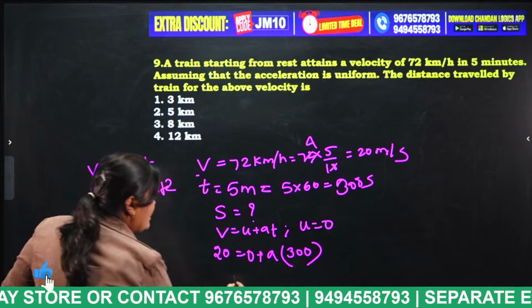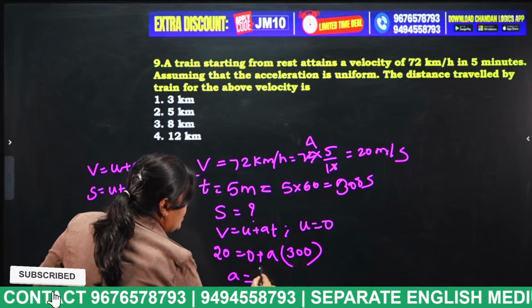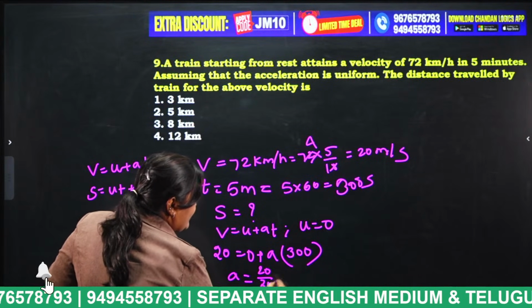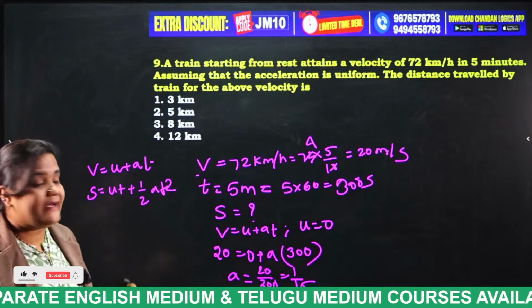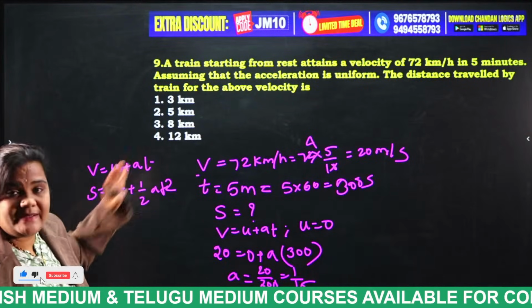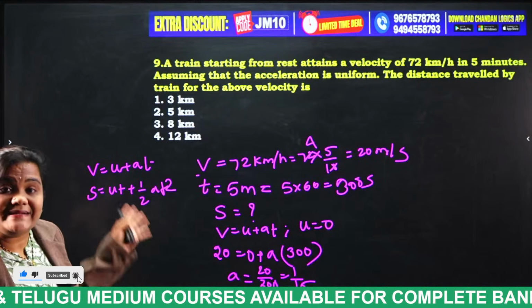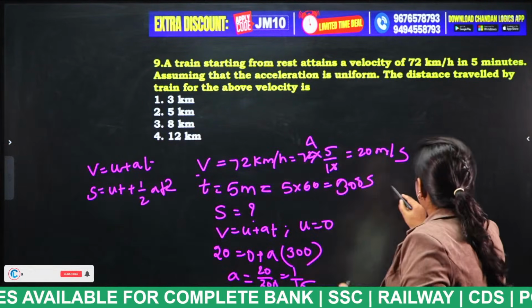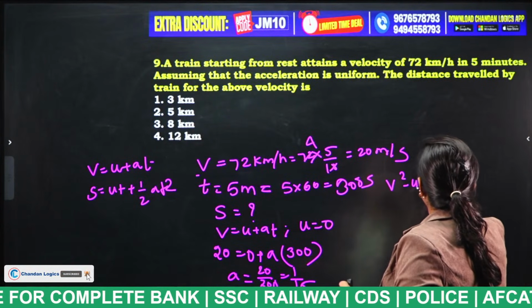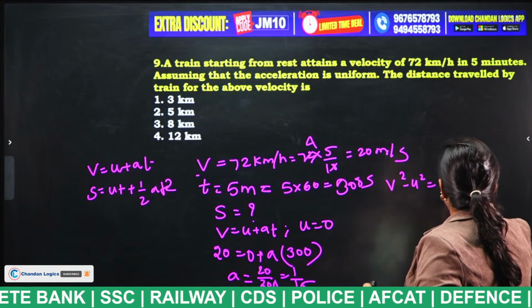So from this what will you get, students? A is equal to 20 by 300, that is equal to 1 by 15. Okay, fine. And what do we have to find here? The distance travelled by the train. So what is the formula we are going to use here? V square minus U square is equal to 2AS.